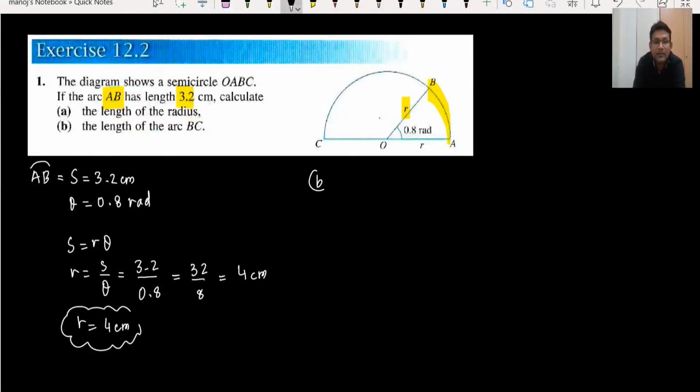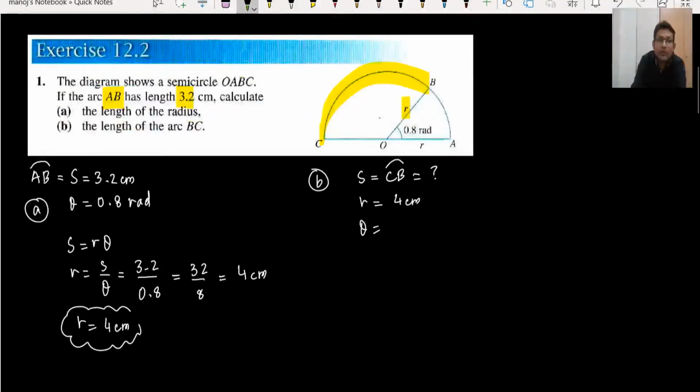Part B is, this was part A, the length of the arc BC. Now we have to find the length of the arc BC. So it means in the second part we need to find S, like this is the question mark. R is fixed, 4 centimeter. And what is theta here? Theta, remember, we are talking about this angle, this theta is required.